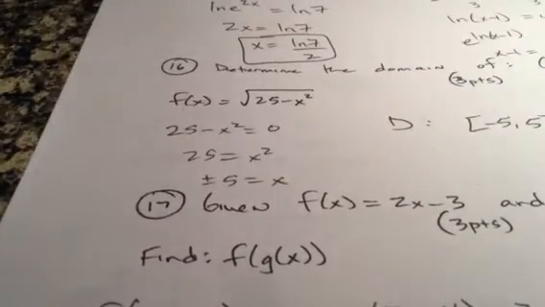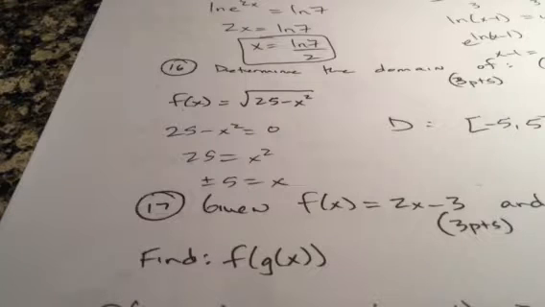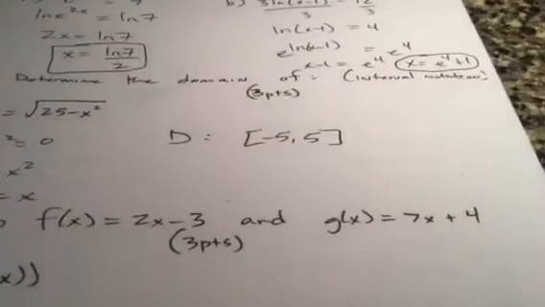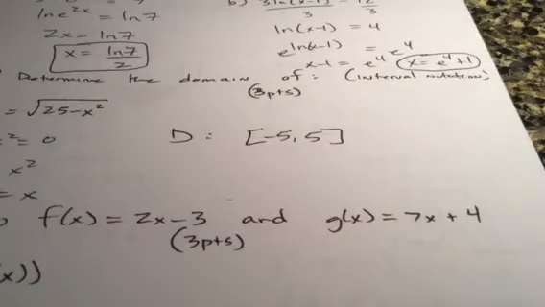You simply just set the inside of the square root equal to 0. Figure out what values give you 0. Anything in between negative 5 and 5 is going to count. Again, we could graph that. That's going to be the top half of the circle. The domain, though, is negative 5 to 5.